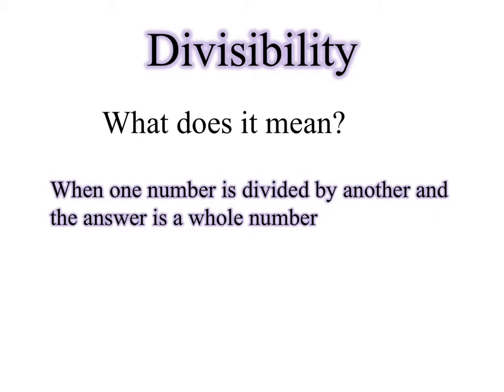Divisibility is when one number is divided by another and the answer, very importantly, is a whole number. So if you've got a decimal, then unfortunately there is no divisibility. So the answer must be a whole number.